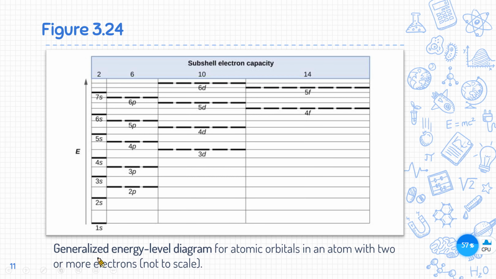This is the generalized energy level diagram for atomic orbitals in an atom with two or more electrons, but not to scale. As you can see, it's 1s, 2s, 2p, 3s, 3p, then 4s, then 3d, then 4p.